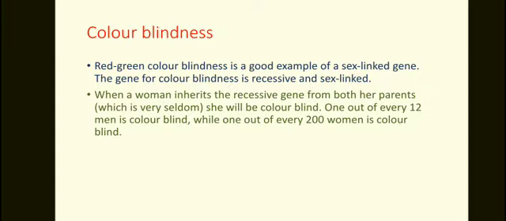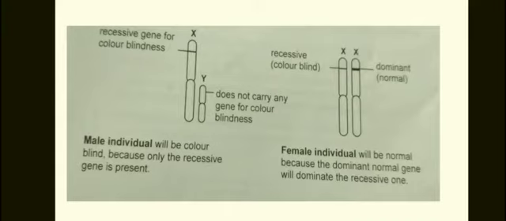Normal, not actually normal, because normal means that you don't carry the recessive. You'll be a carrier, but with the normal phenotype, which means that you won't be colorblind. A male individual will be colorblind because only the recessive gene is present, but a female individual will be normal, or a carrier in this case, because the dominant normal gene will dominate the recessive one.